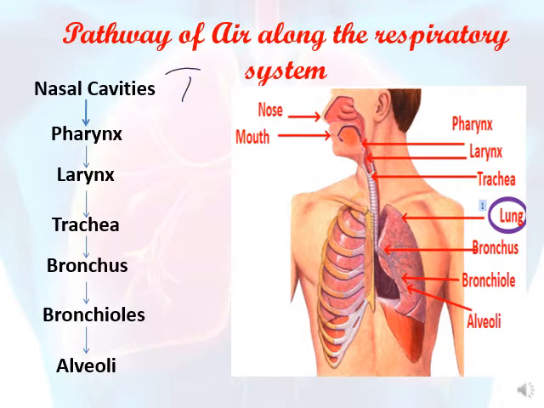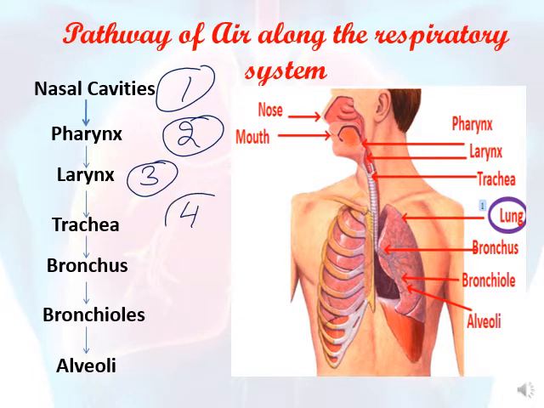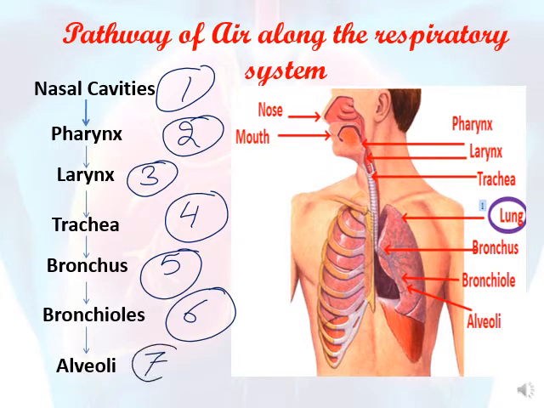Number 1, the nasal cavities. Number 2, pharynx. Number 3, larynx. Number 4, the trachea. Number 5, the bronchus. Number 6, the bronchioles. And finally, they reach the alveoli.